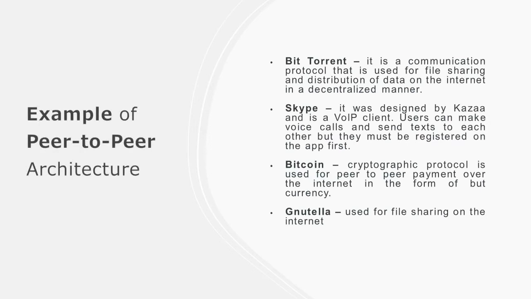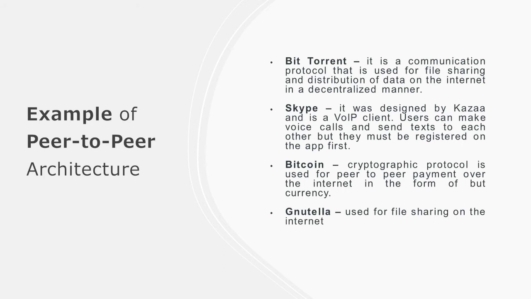In the next slide, we have examples of peer-to-peer architecture. First, we have BitTorrent. This is a communication protocol that is used for file sharing and distribution of data on the internet in a decentralized manner. Skype. It was designed by Kazaa and is a VoIP client. Users can make voice calls and send text to each other, but they must be registered on the app first.